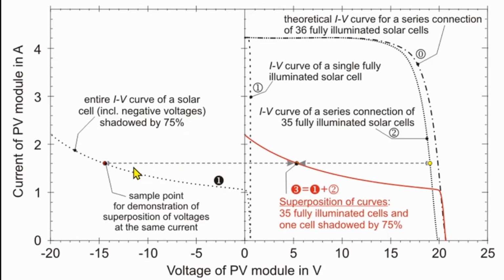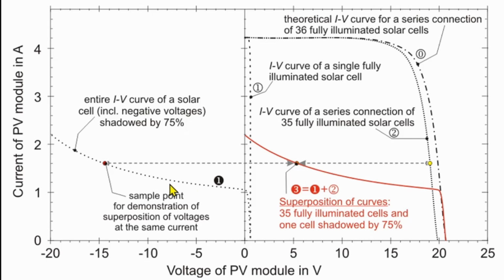And to find a common current, the current value here, you just have to do a superposition of the current. So we take this current of the 35 cells with full illumination and this shaded cell. This we don't find on the positive axis here because the current is so low. So we have to take into consideration the negative part of that IV curve, and then we find a point here. And together we come to that point.